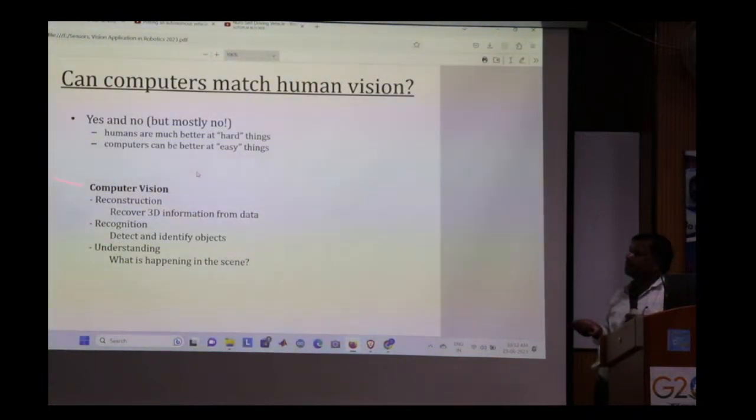Now, computer vision basically means reconstruction, so recover 3D information from data, like I did in the case of the earlier picture. And recognition: detect and identify objects. I did that. It was an engine and a platform or railway station. And understand what is happening in the scene. Are you getting it? I can go back and tell you.